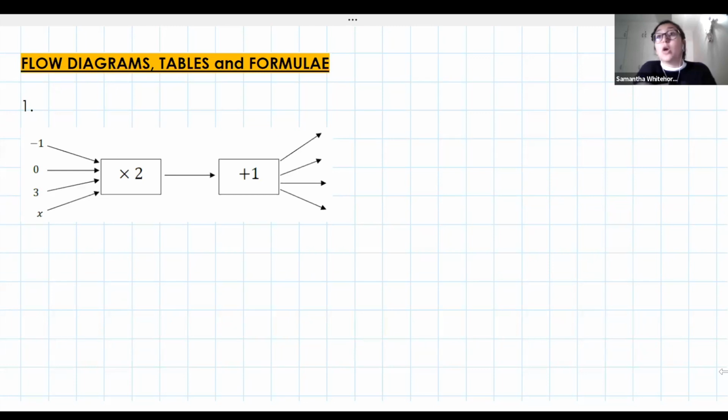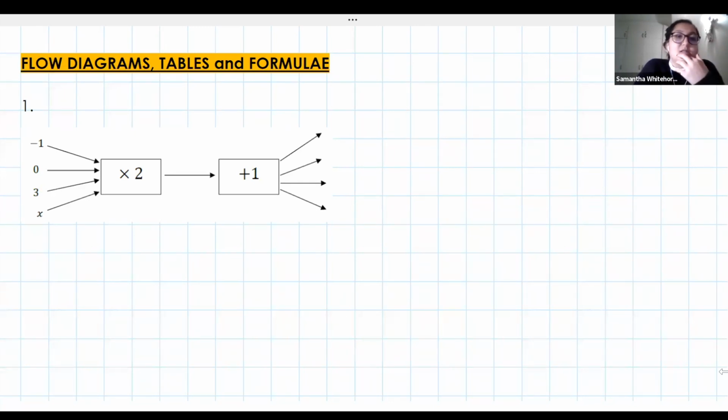So we know, if you were with us for the patterns and relationships section, that there's lots of different ways to represent relationships. And we spoke about 4 different ways. We spoke about flow diagrams, tables, formulas, and graphs. So what we're going to look at here today is the flow diagrams, the tables, the formulas, because all of these lead us eventually into graphs.